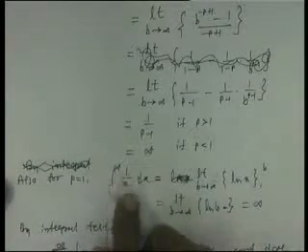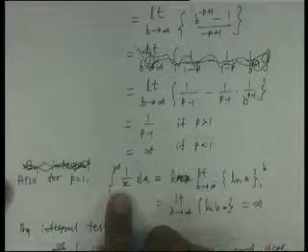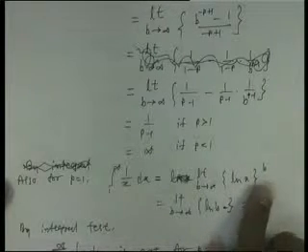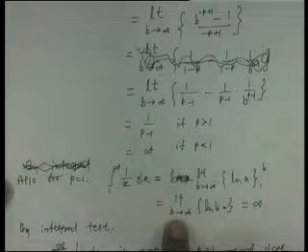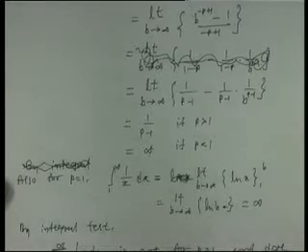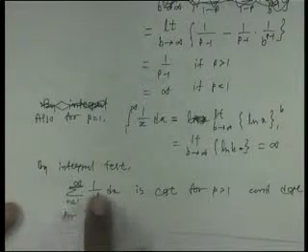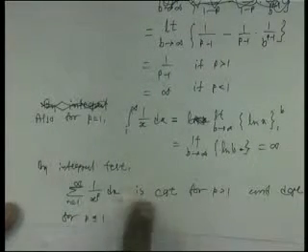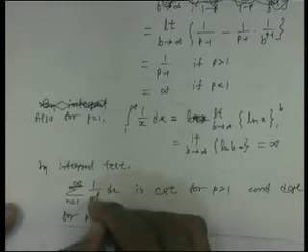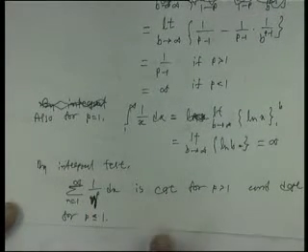Now, we have to consider separately p equal to 1. Here the integral from 1 to infinity of 1 upon x dx for p equal to 1 is the limit as b tends to infinity of log x from 1 to b. Let us put the value: it is the limit as b tends to infinity of log b, and when we substitute the limit it is infinity. So finally, by the integral test we can say that the sum of 1 upon n raised to p is convergent for p greater than 1 and divergent for p less than or equal to 1.